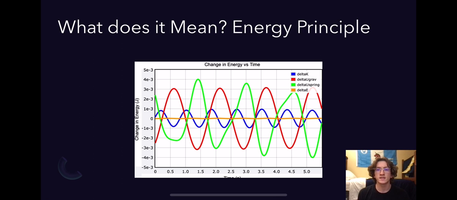Did this experiment satisfy the energy principle? The answer is yes. As shown by this graph, the total energy of the system stayed at 0 for the entire time period. This is shown by the fact that delta E is 0 the entire time. As shown, any conversion from potential energy to kinetic energy, or vice versa, is conserved within the system, which is consistent with the energy principle.